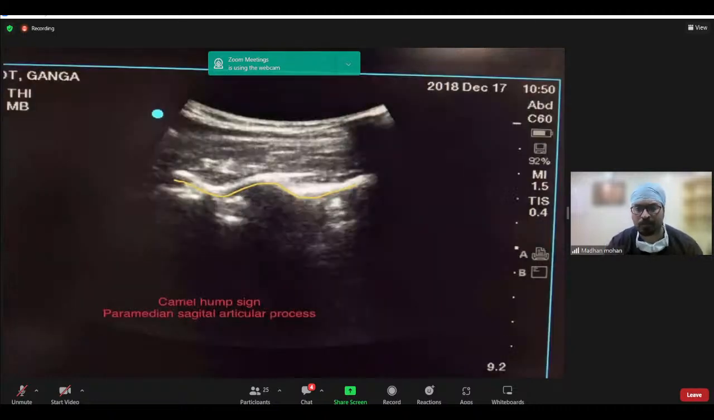And if you move the probe further lateral, you are going to encounter the articular process. The articular process will make a continuous hyperechoic line. The continuity will be followed, and here the continuity resembles a camel hump. So this is called the camel hump sign. Here you are not going to see anything beyond the articular process because there is no window to allow the echoes to go down. So you will get a continuous hyperechoic line.